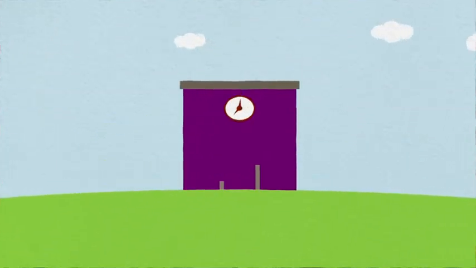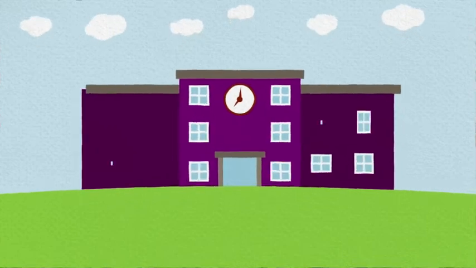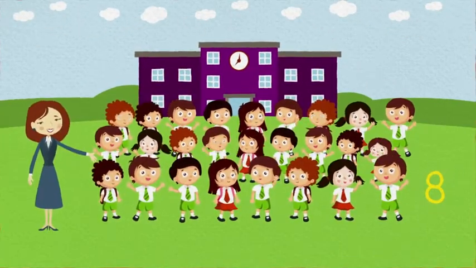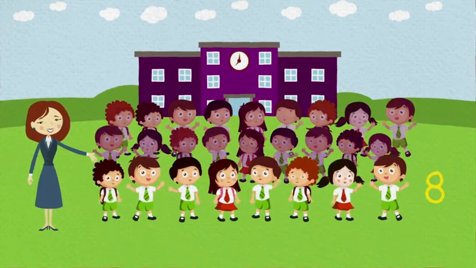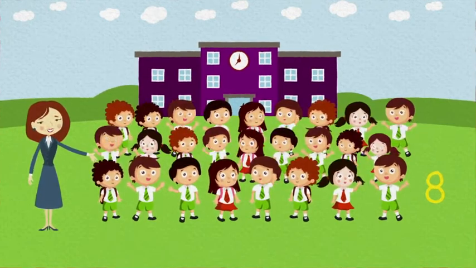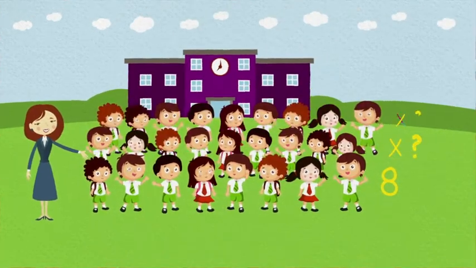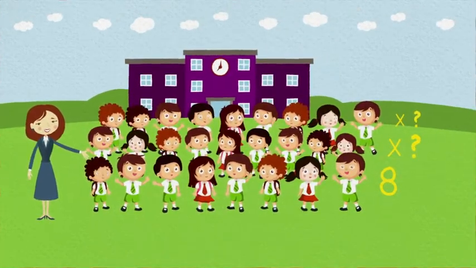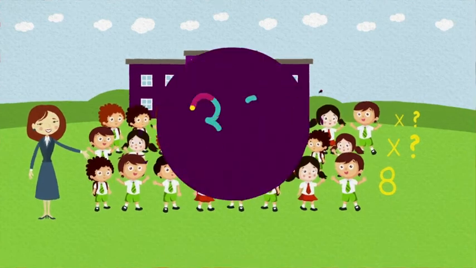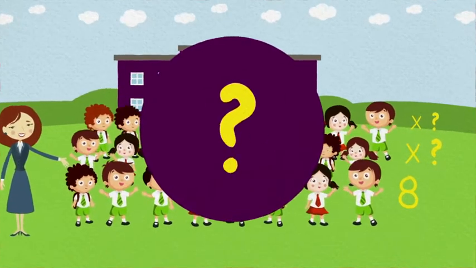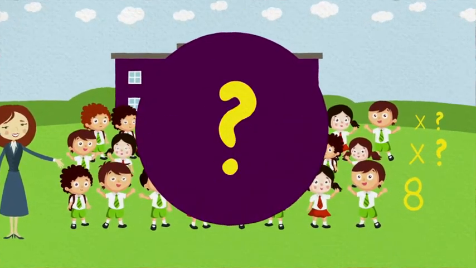Sometimes you need to use more than one property to solve an equation. Imagine there's a school trip. We know that there are 8 students from Mrs. Marwa's class and students from 2 other classes. These 2 classes have an equal number of students. We also know that the total number of students on the trip is 30. How do we calculate the number of students of the 2 other classes?